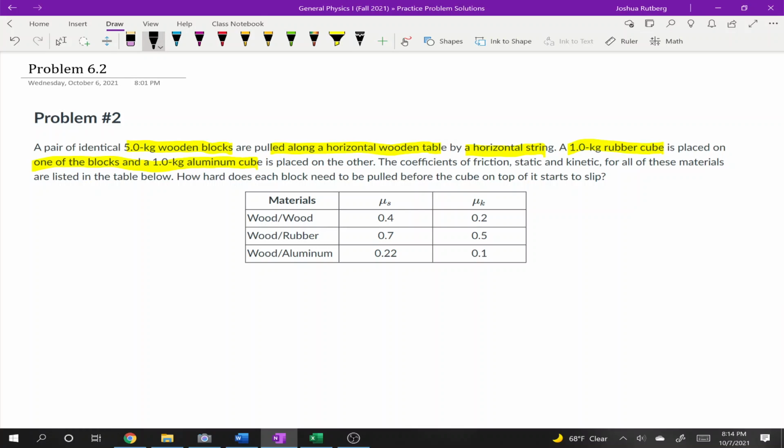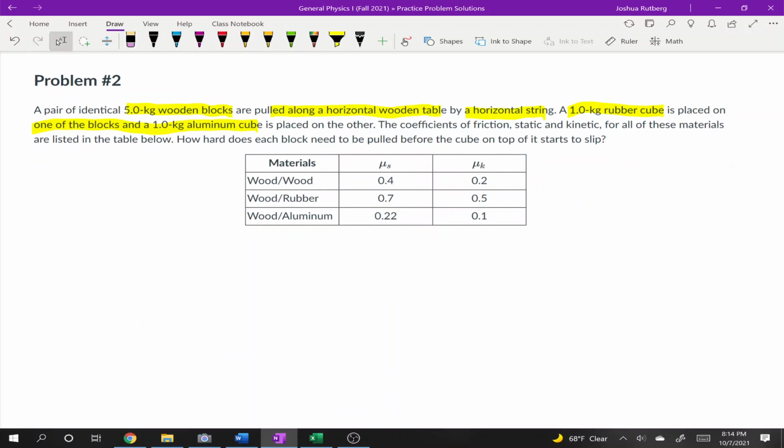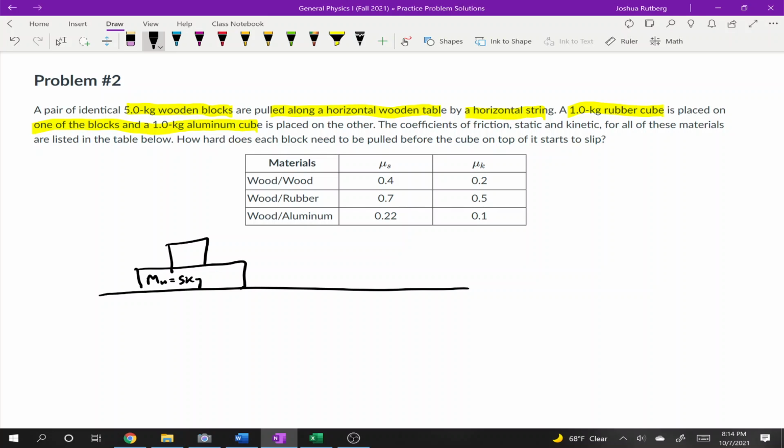So let's draw our sketch. So here's our table. We have the mass of the wood is 5 kilograms. Let's make this one the rubber one. So this is the mass of the rubber, is 1 kilogram. And this is pulled with some force that the string exerts on the wood.